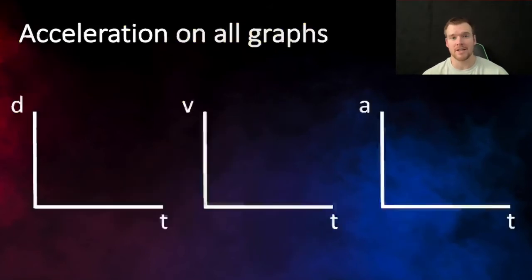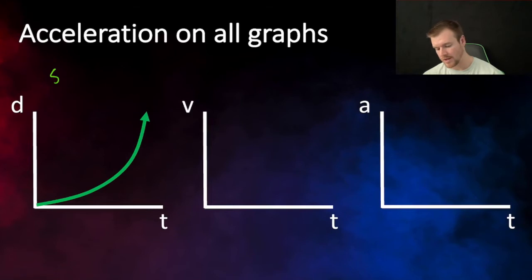Now it's good to look at how accelerated motion is graphed on D versus T, V versus T, and A versus T. If we have a D versus T graph like this, it might ask you what it's going to look like on the other two graphs or vice versa. So what we have to look at and really remember is slope and what that equals. So the slope for D versus T is equal to velocity.